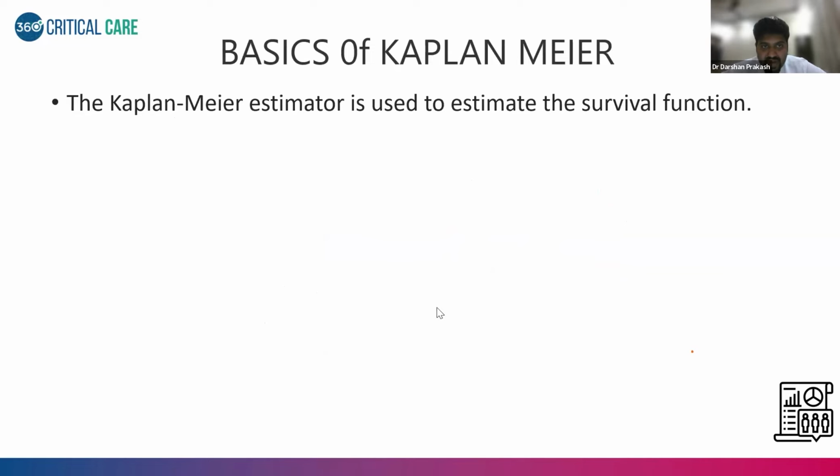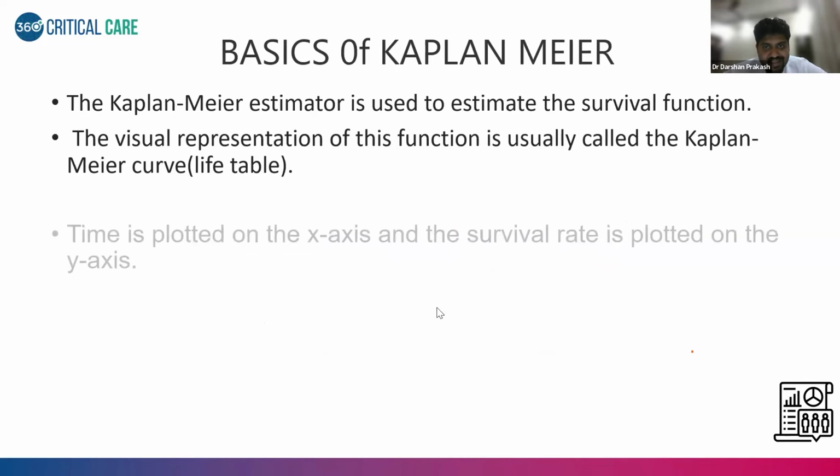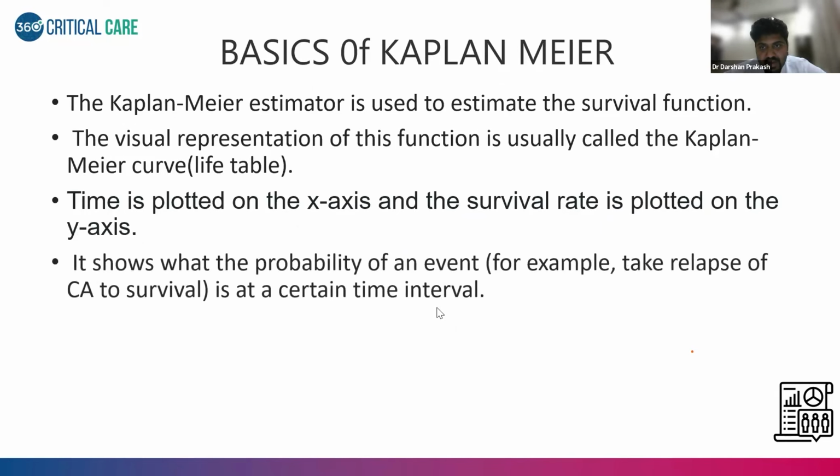It is a visual representation which helps us understand the life table. Whatever you see, the step graph, that is called the life table. Time is plotted on the x-axis and the survival rate is plotted on the y-axis. It shows the probability of an event. For example, take relapse for carcinoma or survival as one of the endpoints, or whatever you want to study at a certain time interval.